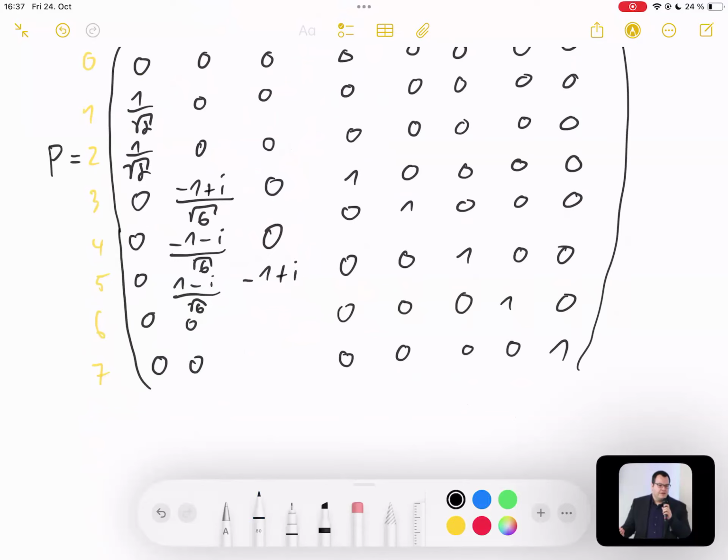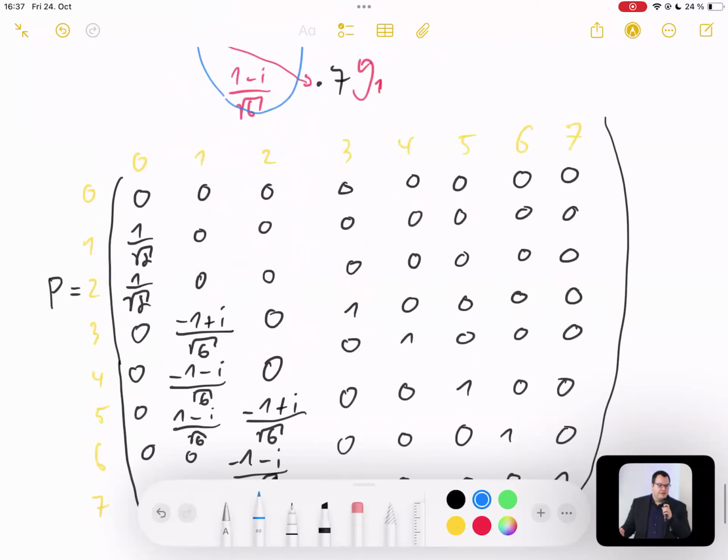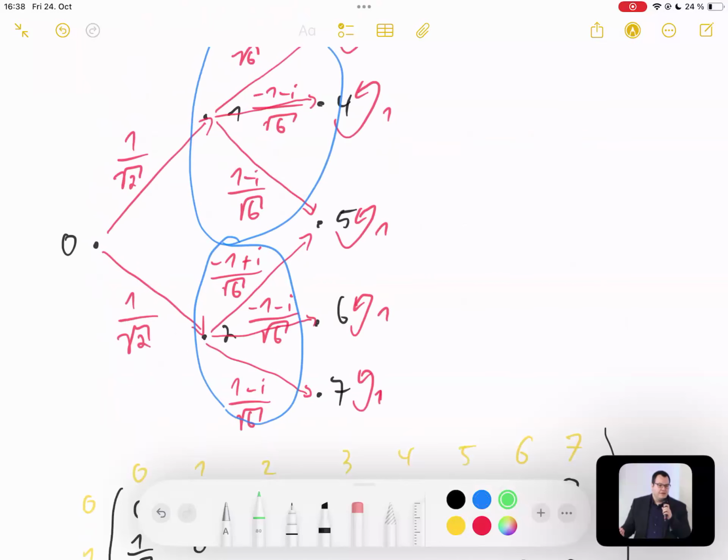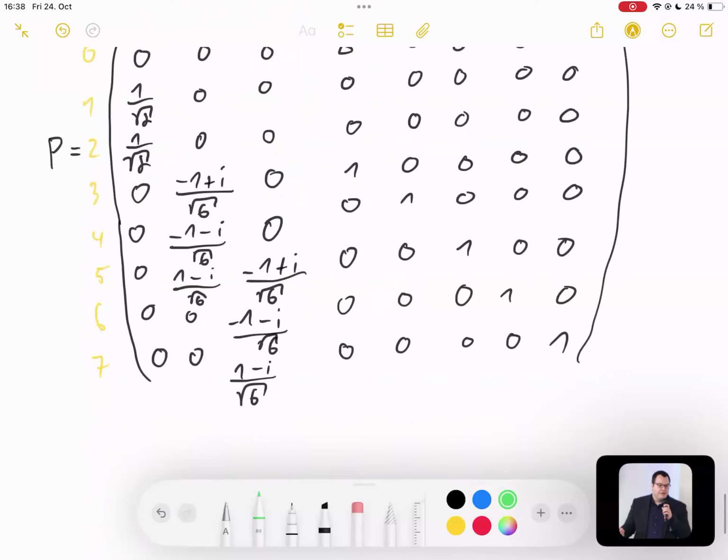Minus 1 plus i divided by the square root of 6. Minus 1 minus i divided by the square root of 6. And the last entry is 1 minus i divided by the square root of 6. What is interesting is this part here, and this will also have a lot of impact on the outcome of our double slit experiment, that node 5 has 2 incoming edges, one from 1 and one from 2. Just exactly this part here.